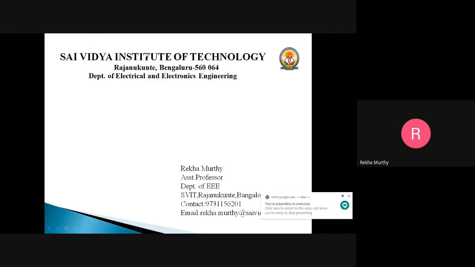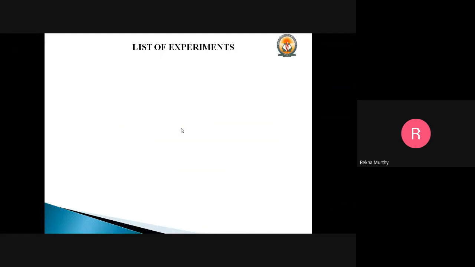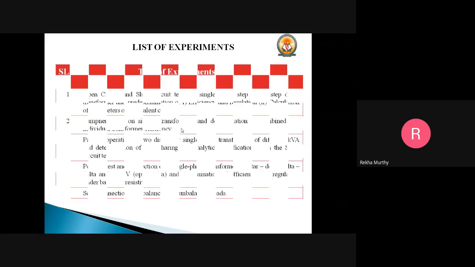I am here to present the cycle of experiments which is involved in Electrical Machine 1 laboratory. So let me explain about the list of experiments which are there in this laboratory. This laboratory is for the third semester.